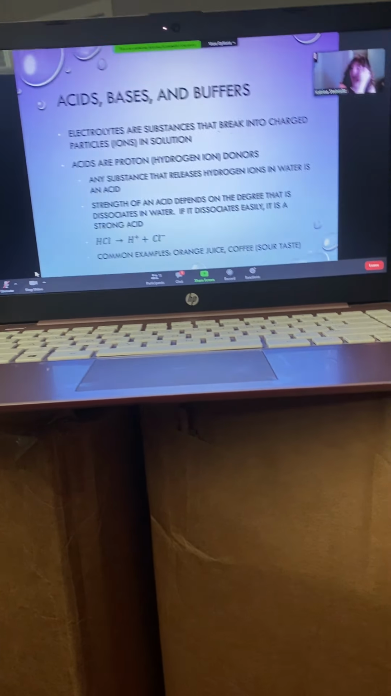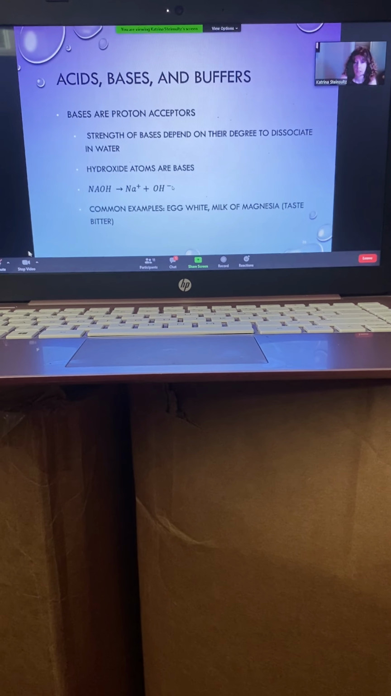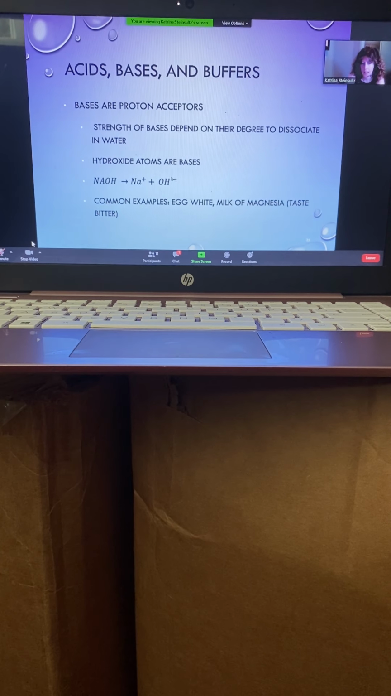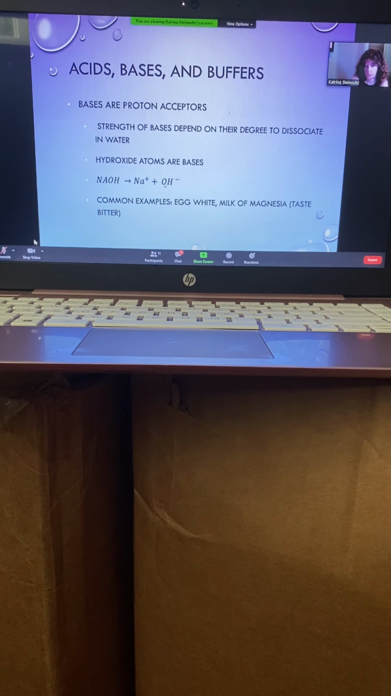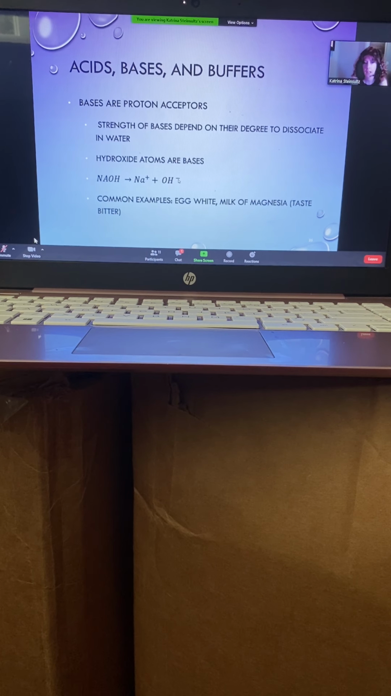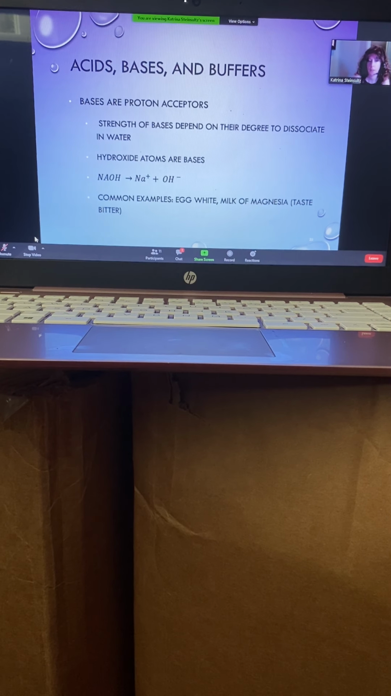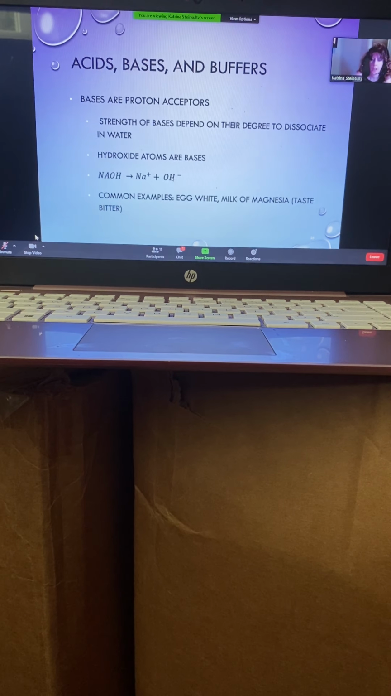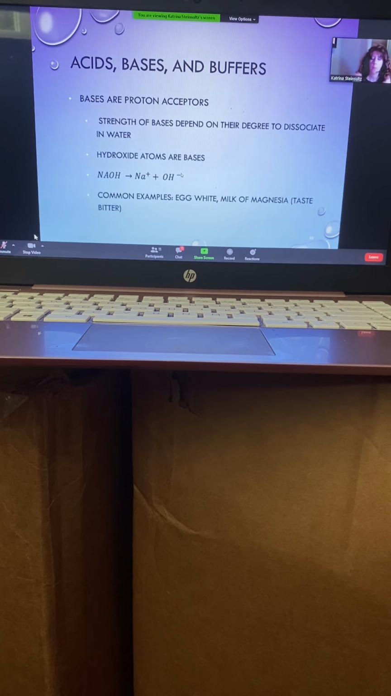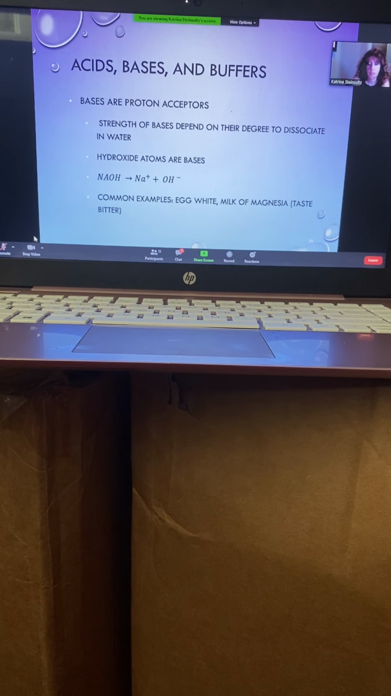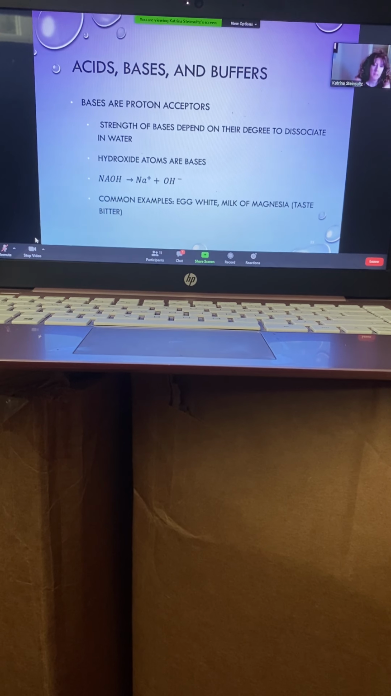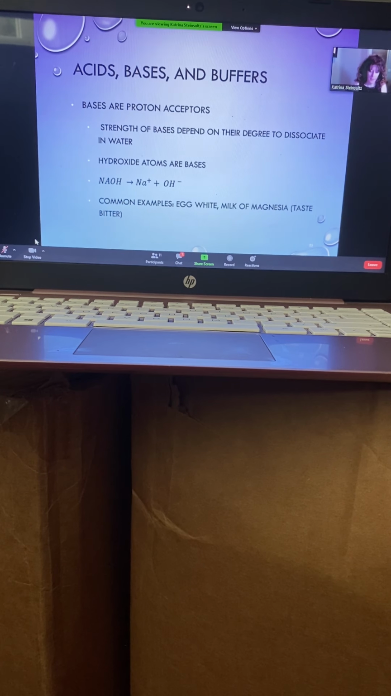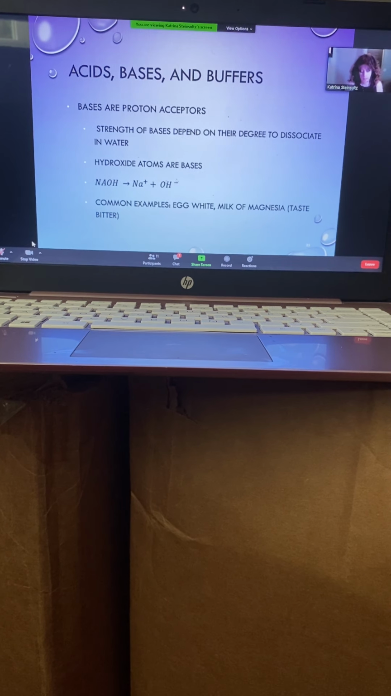Bases are those that, when they disintegrate, break into these hydroxide ions here. So this OH negative is a hydroxide ion. This is sodium hydroxide. So you get sodium, and then you get hydroxide in water, and it's going to be a base. Some common examples of these are egg whites and milk of magnesia. Things that taste bitter are bases.